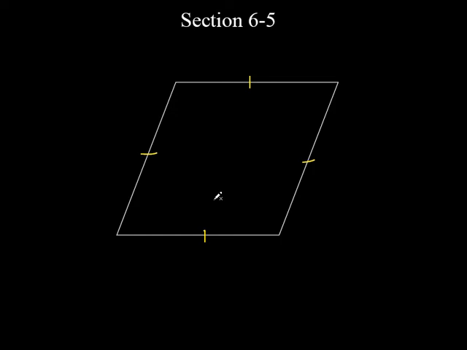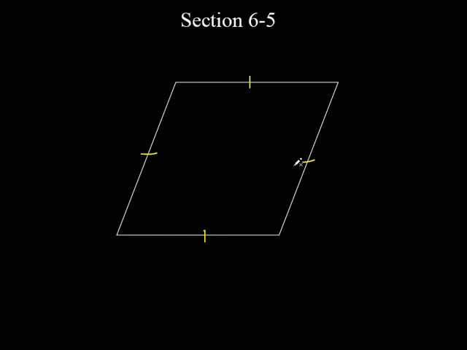So if you have a quadrilateral with all four sides equal to each other, that's going to automatically make this a parallelogram. How do I know that's a parallelogram just by saying all four sides are equal? Well, I don't know anything about the angles yet, but I do know that all four sides are equal, so that means these two opposite sides are equal, right? And then, of course, these two opposite sides would be equal. So that's enough to make it a parallelogram.